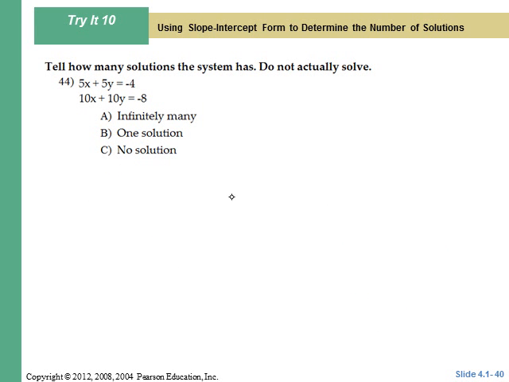Tell how many solutions it has. Don't solve. Okay, so we write the slope: 5 over 5, change the sign, is negative 1. Second equation, 10 over 10, change the sign, is negative 1. So in both cases, the slope is the same, but the intercept, you'll notice, in the first case is negative 4/5, and then the second case is negative 8/10, which are the same line, so there are infinitely many solutions.